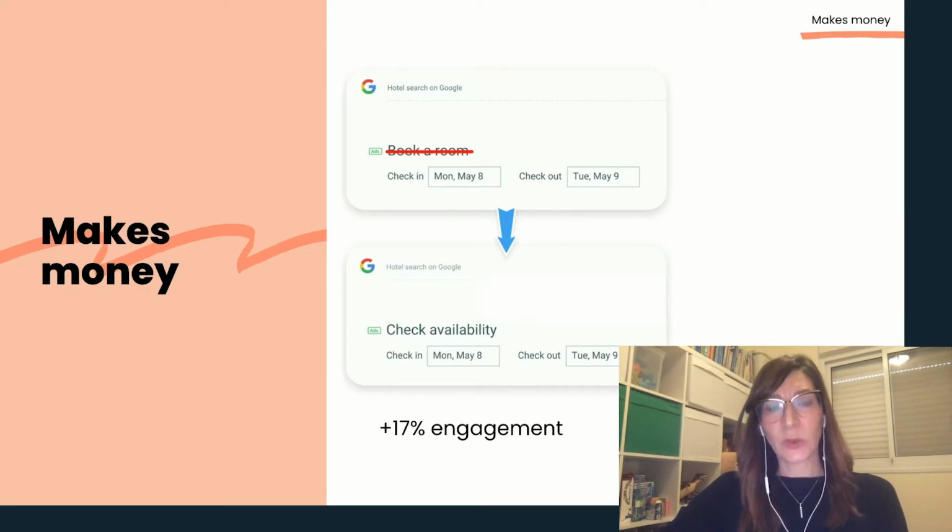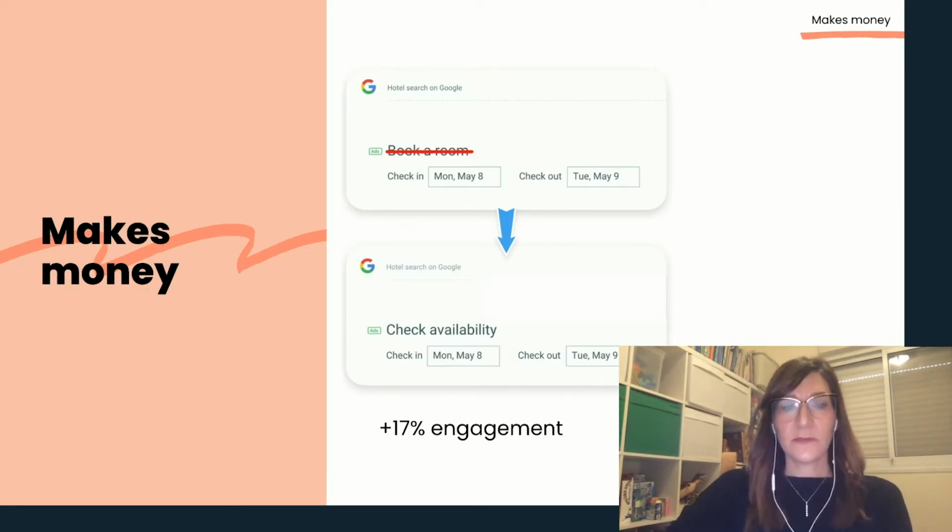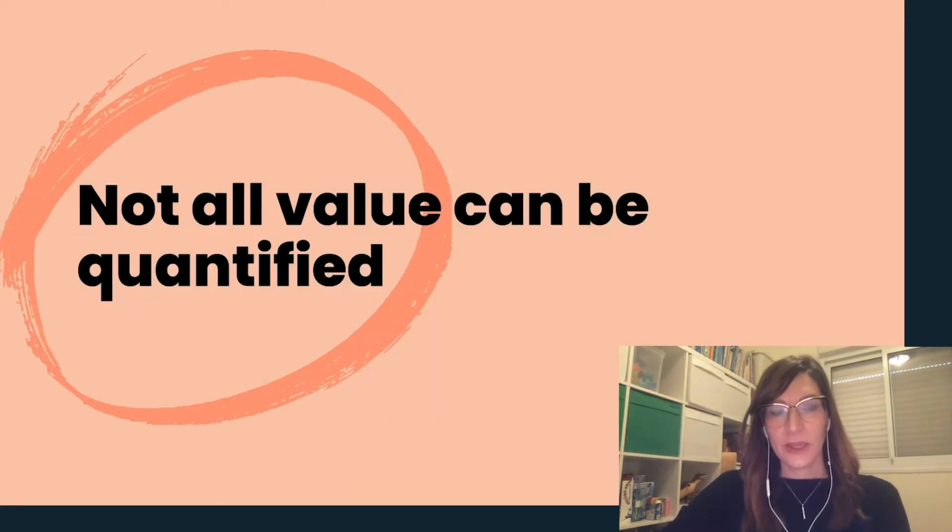Now, this is really important when it comes to making money because this wasn't 17% more clicks on a blog post, for example. This is a 17% increase in engagement, just a few clicks from putting down a credit card on a hotel room. And that's the revenue stream here. And more than that, not all of the value we get from UX writing done well can even be quantified.